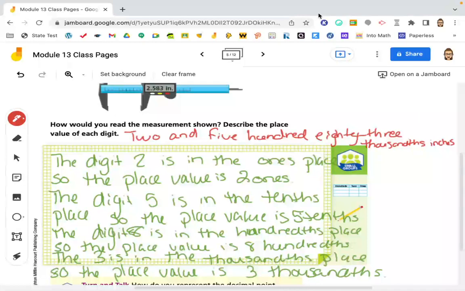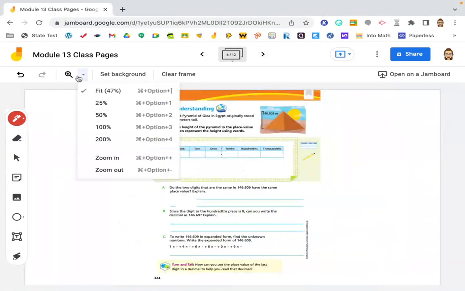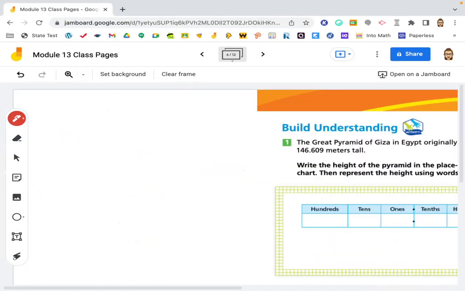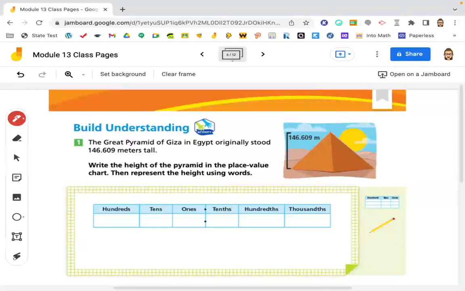So then we go to the next page. We have build understanding number 1. It says the Great Pyramid of Giza in Egypt originally stood 146 and 609 thousandths meters tall. Write the height of the pyramid in place value, then represent the height using words. So we have 1, 4, 6, 6, 0, 9. So again, I write it in words as I said it.